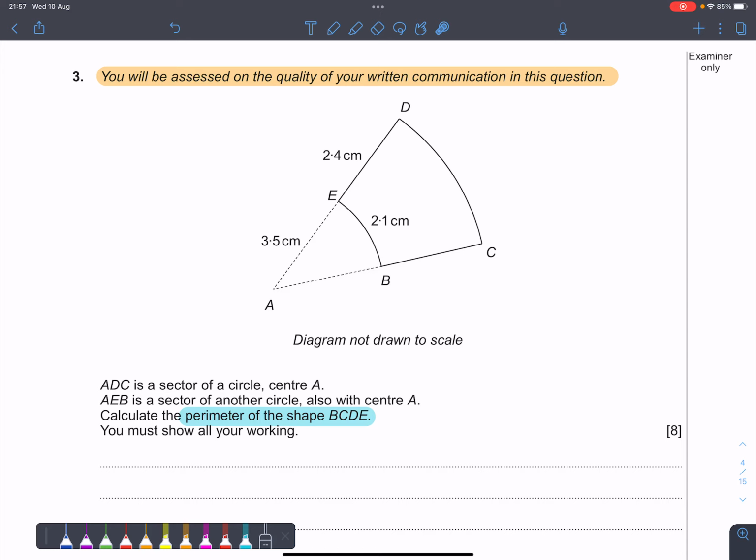We've got this lovely looking shape here. You've got ADC. ADC is a sector of the circle where A is the center. You've got AEB, which is also a sector, a smaller one, which also has center A. And we're looking to calculate the perimeter of the shape BCDE. So we're looking to calculate this perimeter.